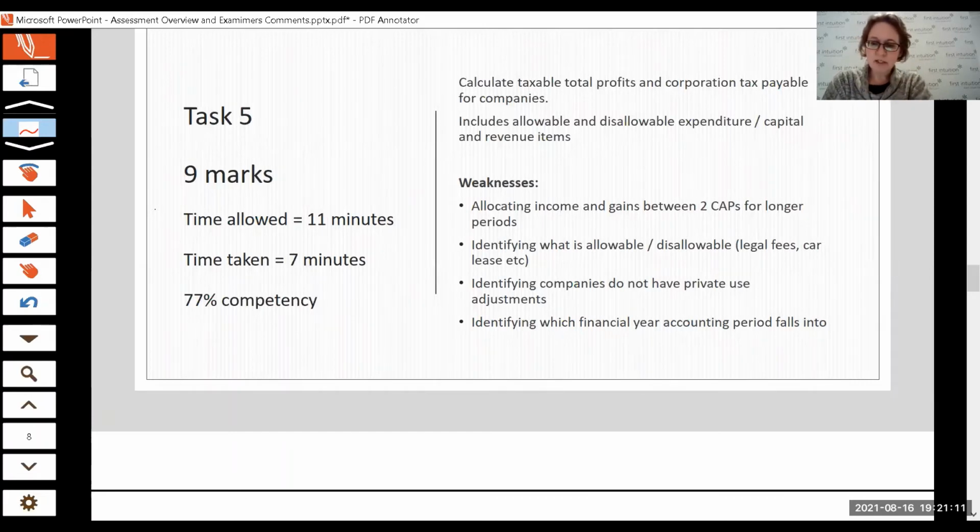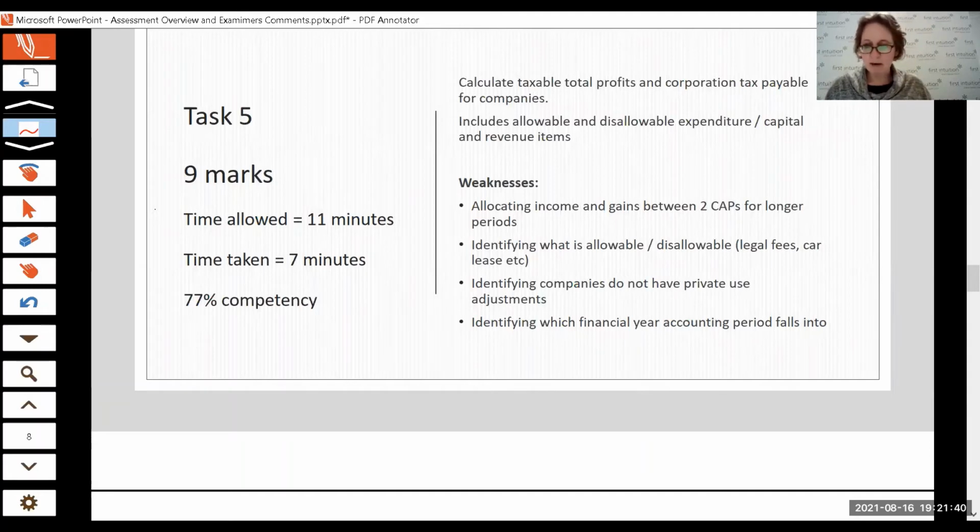So what do we need to do? In this task, we need to look at company profits. So we're going to be calculating TTP, remember, total taxable profits, and we're going to be calculating the tax that needs to be paid. We're going to be looking at the allowable and disallowable expenditure from a company's point of view, differentiating between maybe what's capital and what's revenue. Reference material will help us with this.